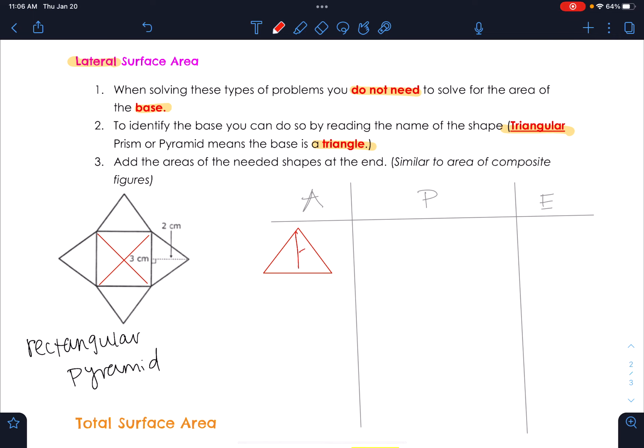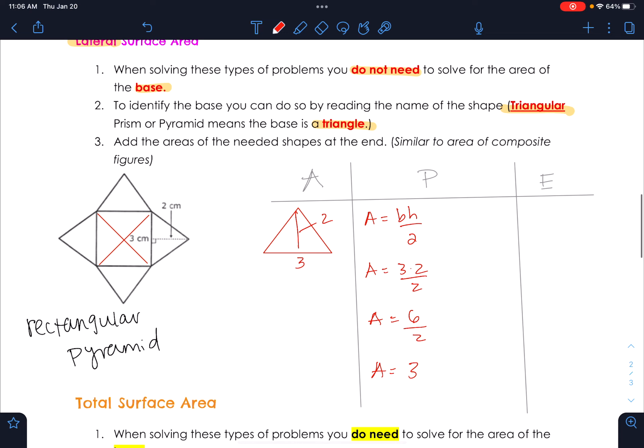I know that the height of the triangle is 2, and the base is 3. Now I go to my reference chart. It tells me base times height divided by 2. And we substitute the numbers. We have 3 times 2 divided by 2. That gives me 6 divided by 2. Area of one of these triangles is 3.